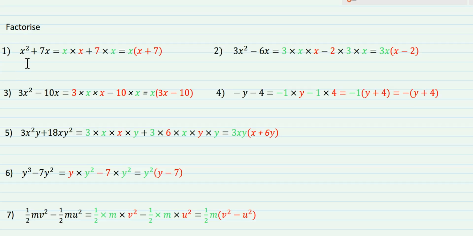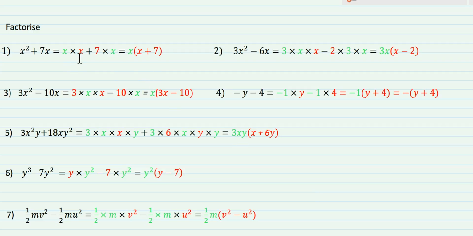So now we're going to factorize these expressions. Number 1, x squared plus 7x. So you write it like this: x squared is x times x, plus 7 times x. So what's common to this and this? The x's are common. There's x here, there's x here. So you put the x outside.